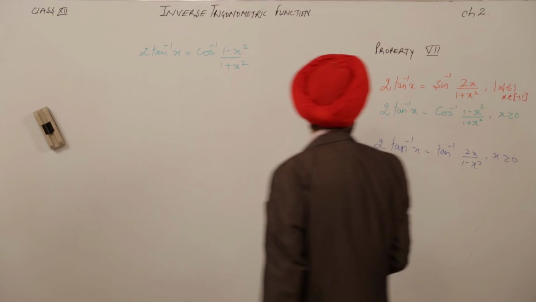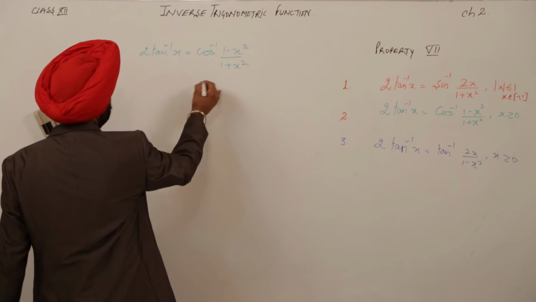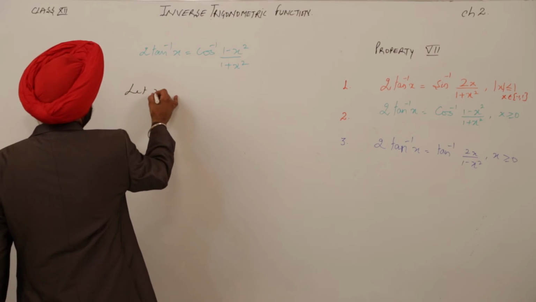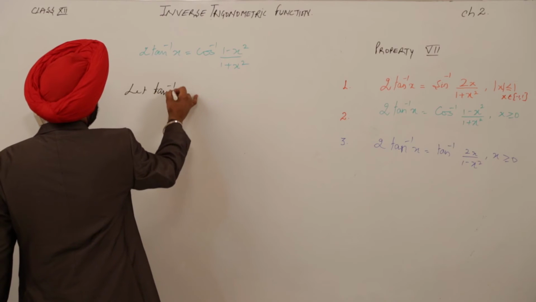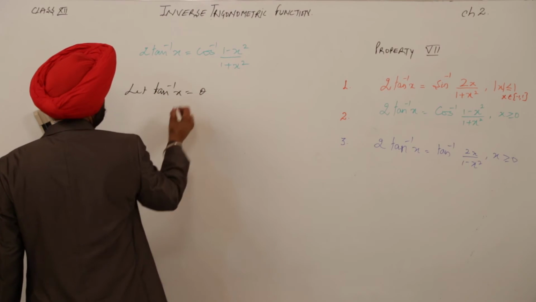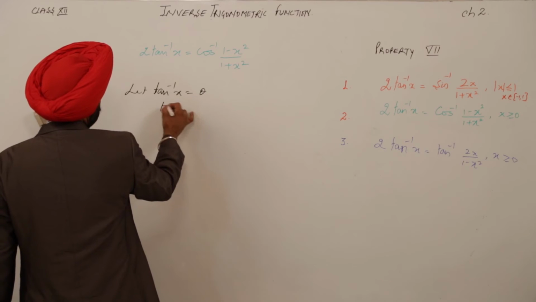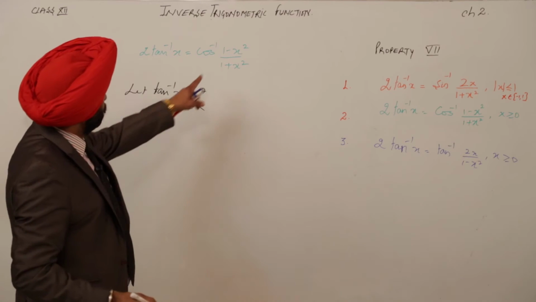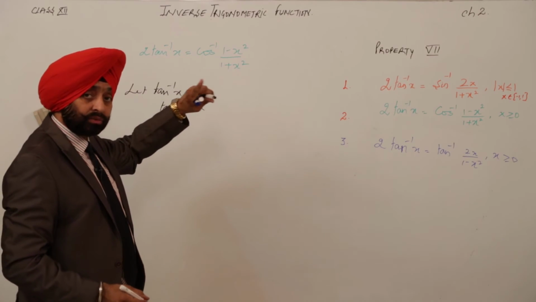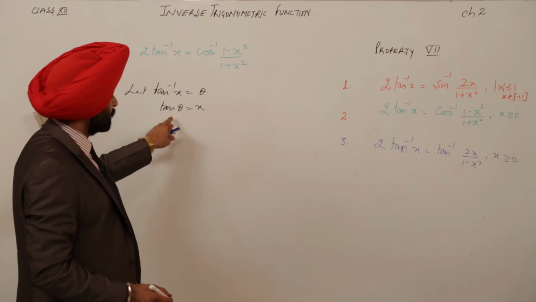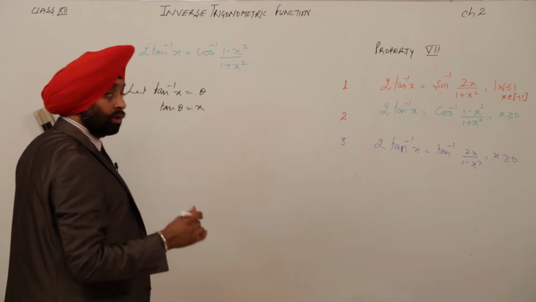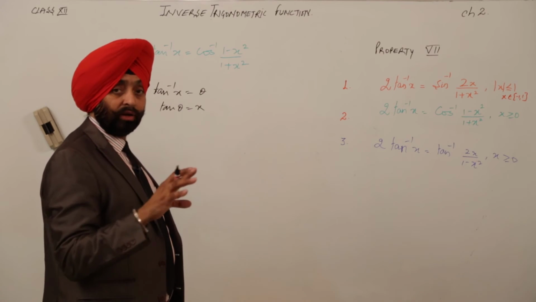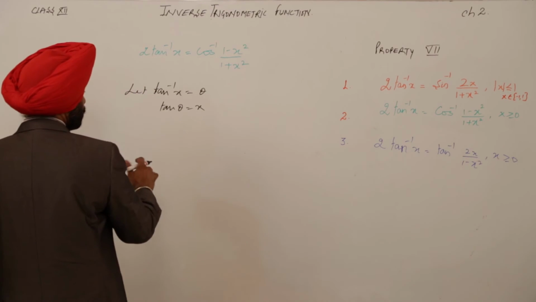So here we will be writing, let tan inverse x be equal to theta, or by definition tan theta is equal to x. Again for 1 minus x square, for the x part we are going to put x is equal to tan theta. Now what you have done in class 11th, 1 minus tan square theta upon 1 plus tan square theta. So what are we getting?